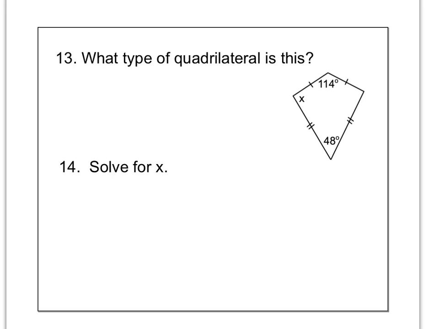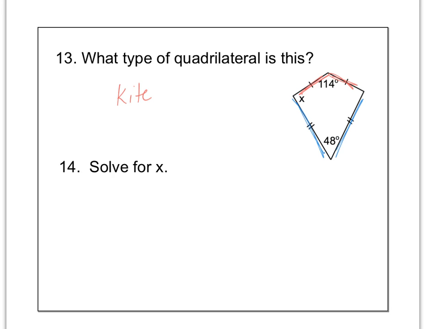If you're thinking what type of quadrilateral is this, it is a kite. It has 2 pairs of consecutive congruent sides. So I can see up here, these 2 sides are the same, and then I can see down here, these 2 sides are the same because of the tick marks that they have on them. Now part 14 wants us to find x.